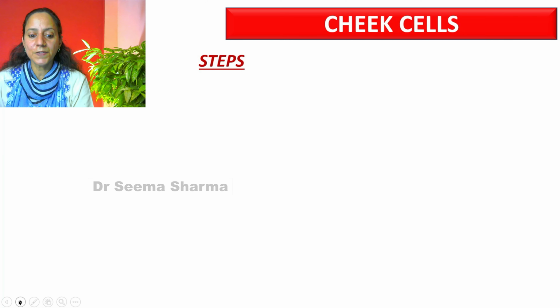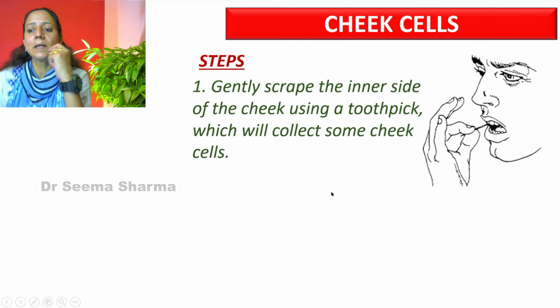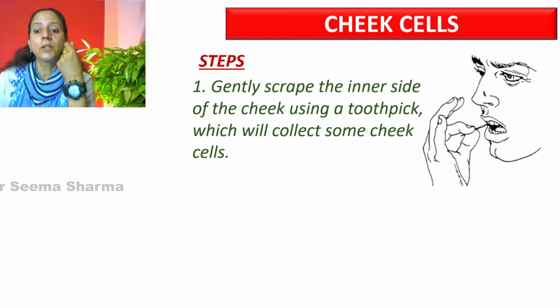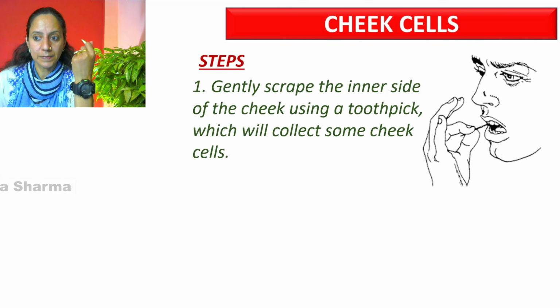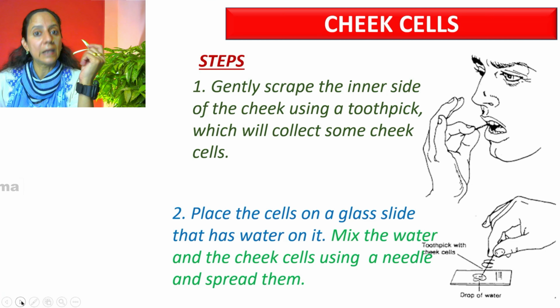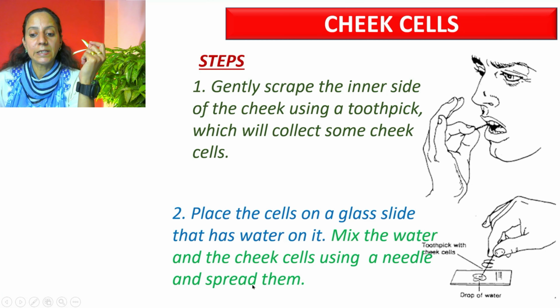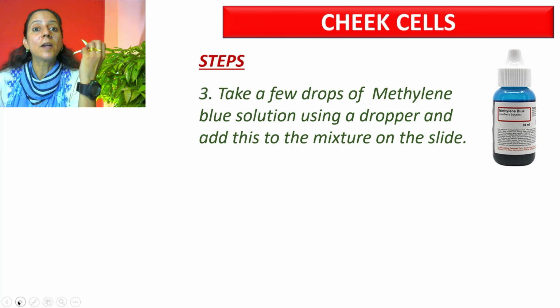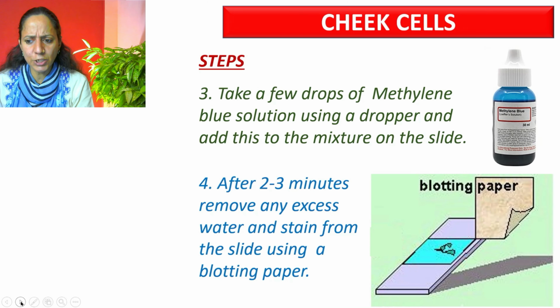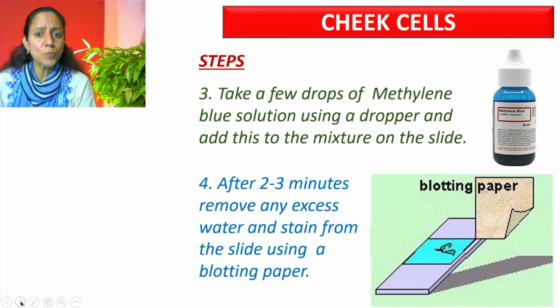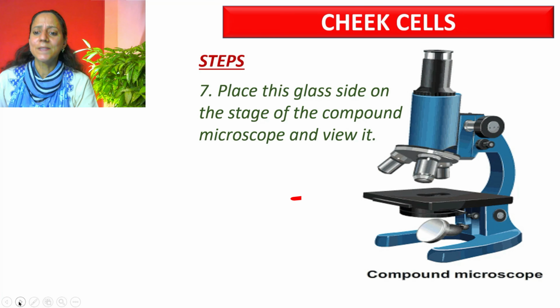Now coming to the steps. First step is that we gently scrape the inner side of the cheek using a toothpick, which will collect some cheek cells. Second step is to place the cells on a glass slide that has water on it. Mix the water with the cheek cells using a needle and spread them. Third step, we add a few drops of methylene blue solution using a dropper. Then we place a cover slip very gently, and use blotting paper to remove excess dye or stain. Next, we place this glass slide on the stage of the compound microscope and view it in the same way as we did for the onion peel cell.